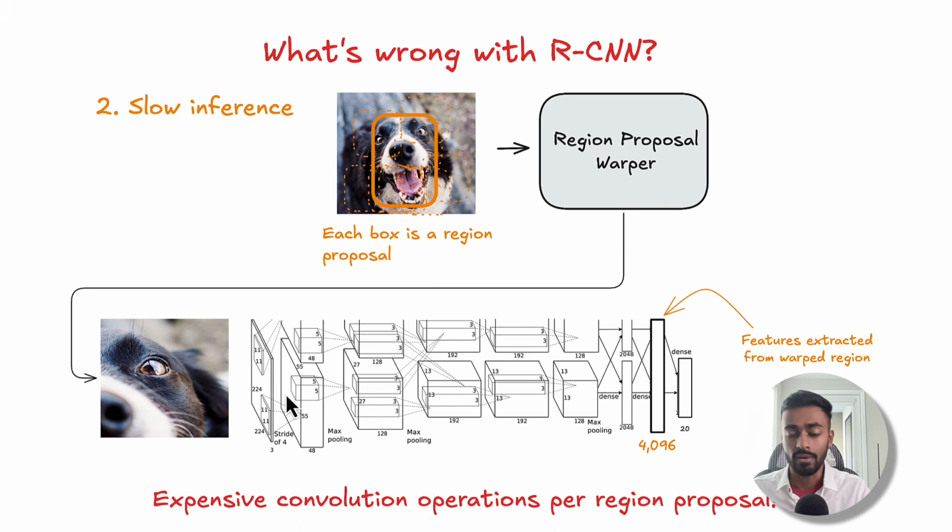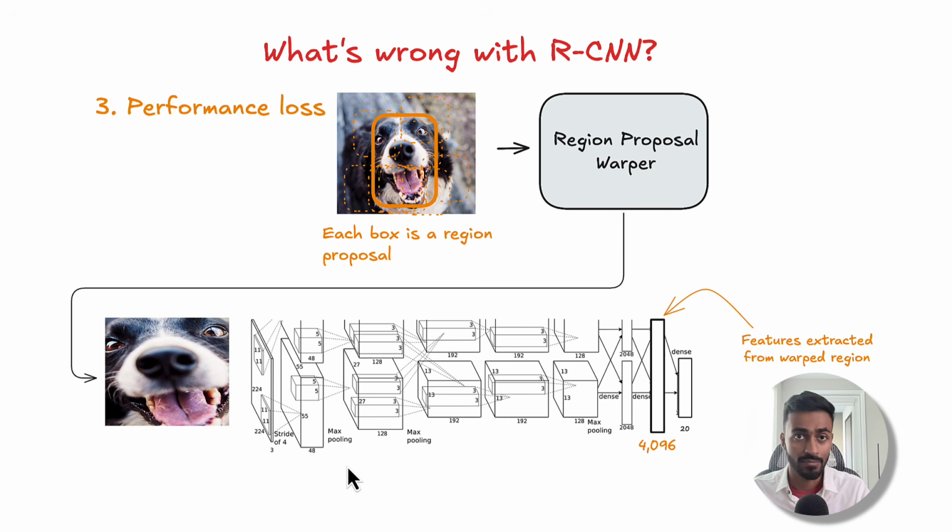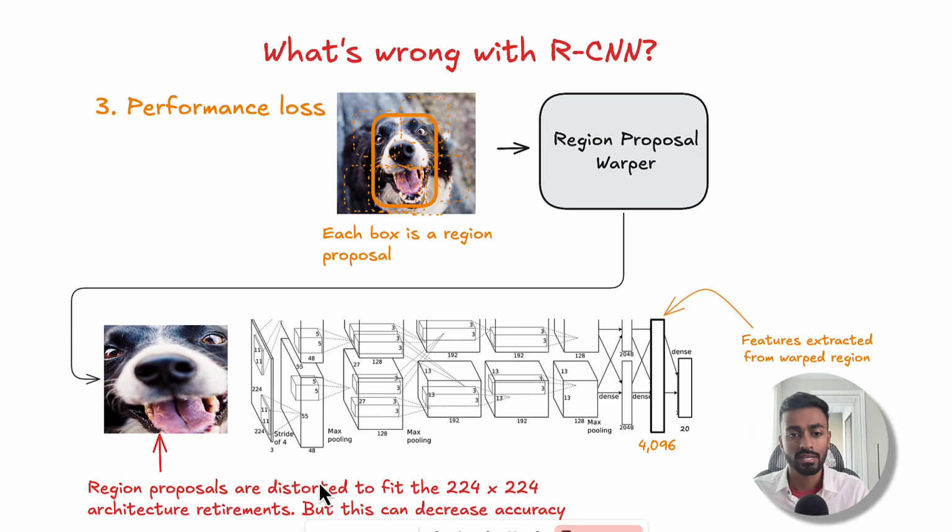Now, the issue here is that we need to perform this expensive convolution activation pooling sequence of operations, which is like millions of floating point operations for every single region proposal, which could lead to slower inference. Now, the third issue is potentially performance loss. So when we have this warped region proposal, the issue is that, well, it's warped. So these are distorted in order to fit the 224x224 architecture requirements of AlexNet, but this can decrease accuracy because it is a distorted image.